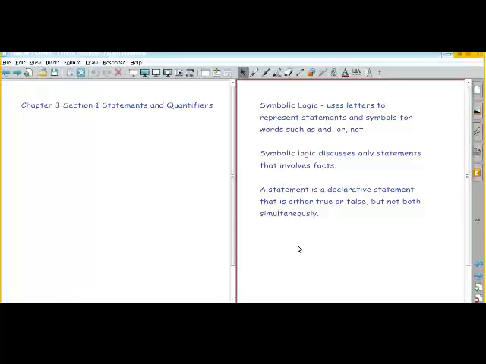What we're going to use is what's called symbolic logic, where we use letters to represent statements like, it is Saturday night, I have $20. And we're going to use symbols to represent words such as and, or, not. And the restriction on symbolic logic is it only deals with statements that involve facts. What that means is you can either answer it with a yes or no or a true or false response.